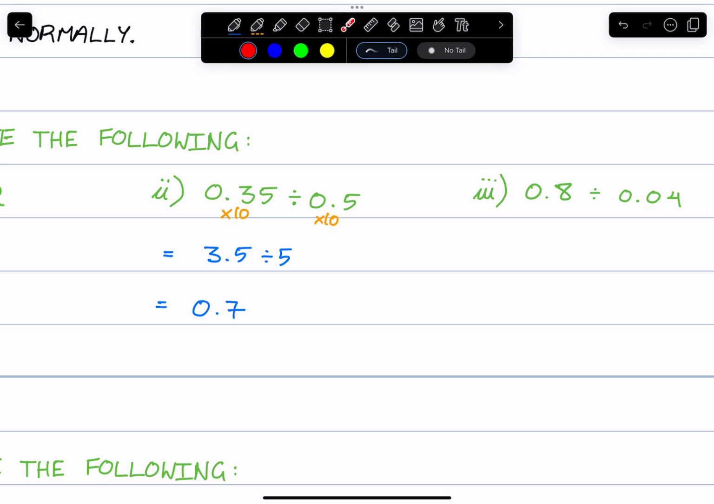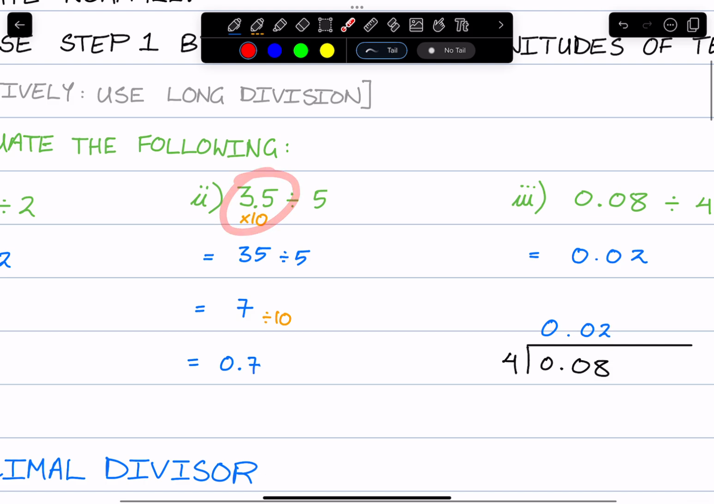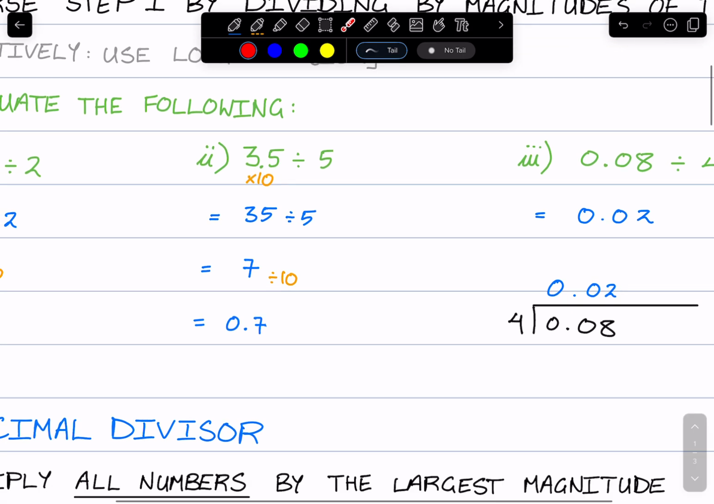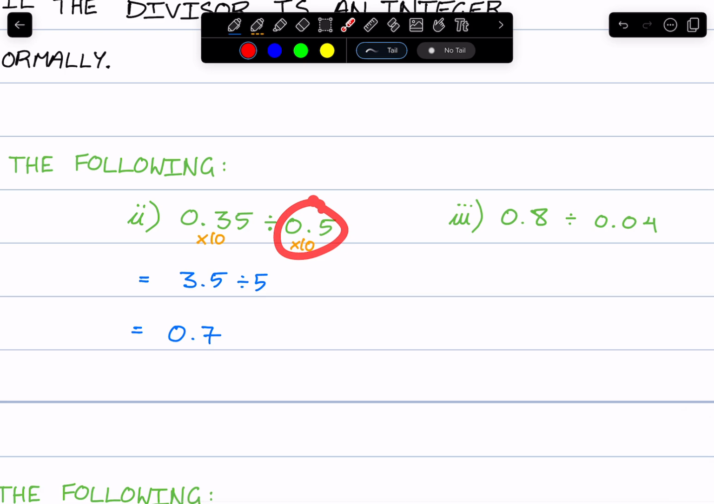But notice the difference. In this one, we've multiplied only 3.5 for it to become a whole number. And then we reverse that times 10 by dividing by 10 at the end. Whereas in this example, we only multiply this by 10 as well as this one by 10, but there is no reversing at the end. Okay, so let's do one more.